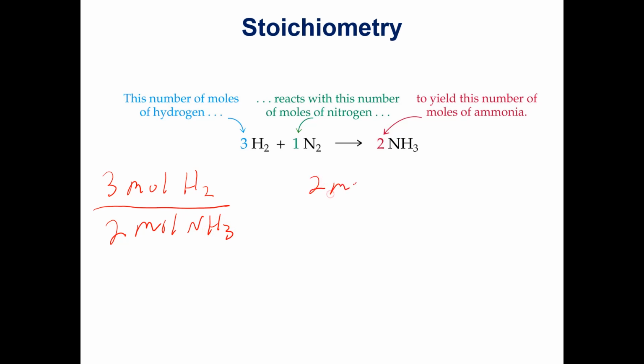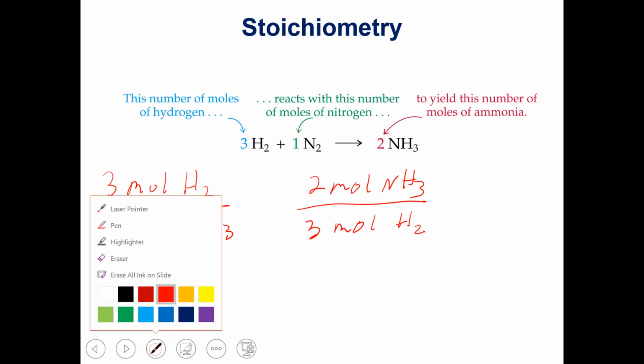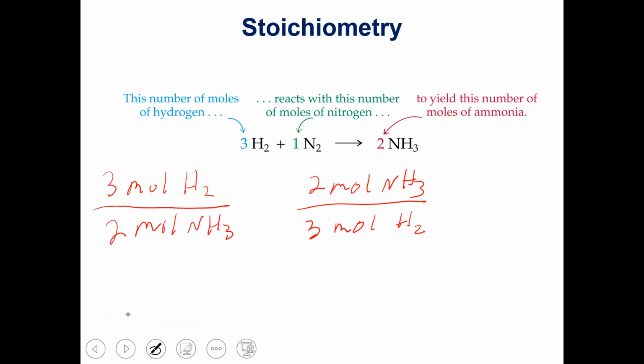Or I can write this, depending on whether I have moles of H2 and want moles of NH3, or I have moles of NH3 and want moles of H2. I can also write a conversion factor between moles of nitrogen and moles of ammonia.